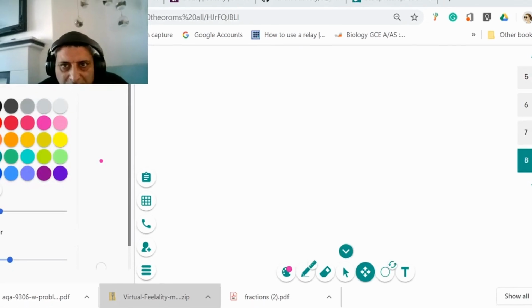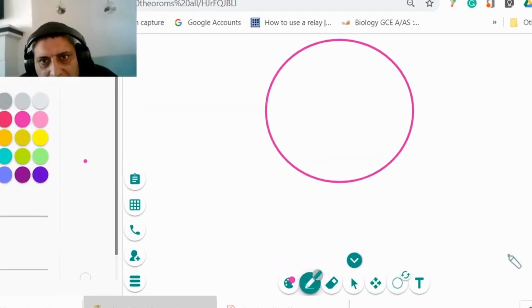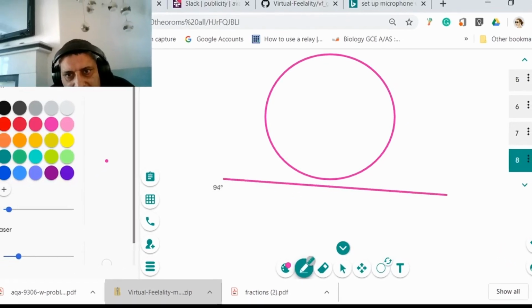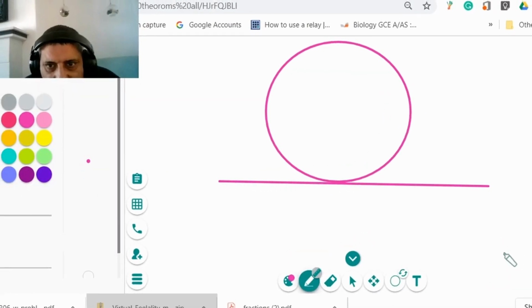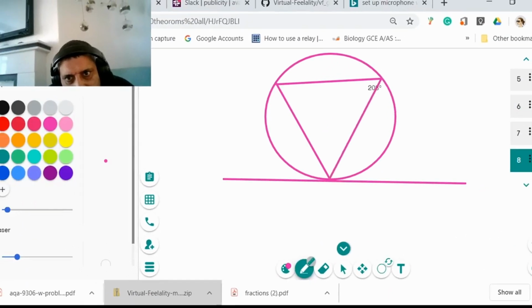Next circle theorem, page 226. Oh, this is the one. Oh, I like this one. It's really easy. What you have is a tangent. And then what they go and do is, instead of give you a really nice radius here, they give you a triangle.